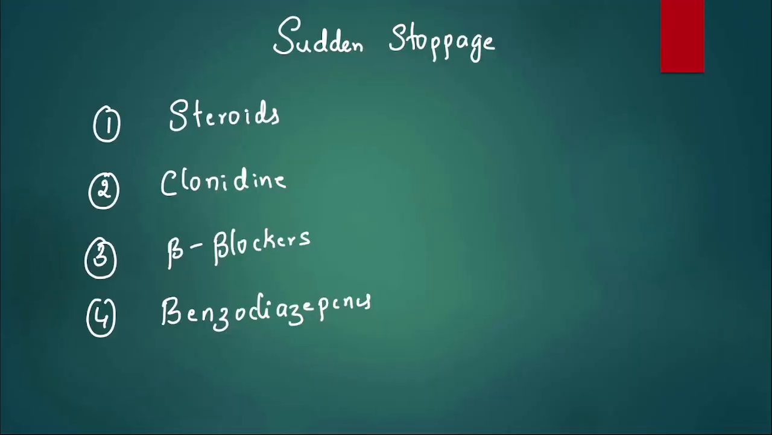Similarly, there are certain drugs which you should not stop suddenly. If you stop steroid, suppose somebody is taking steroid for 3 weeks, suddenly stop it. What can happen is the BP may fall. The patient may have hypoglycemia. The sodium may fall and potassium may go up.